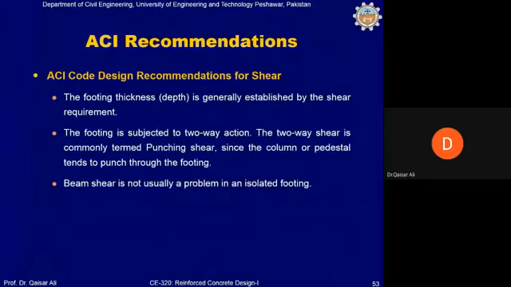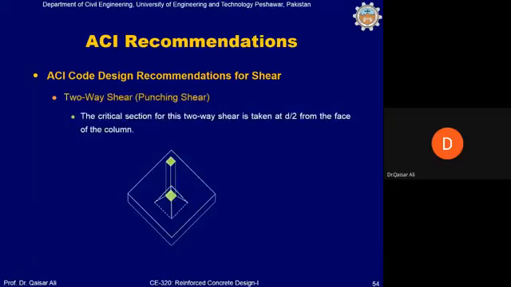The footing thickness in the case of isolated column footing is generally established by the shear requirement. And this time, it will be two-way action which will mostly govern the thickness of the footing, instead of the one-way shear which we have seen in the case of wall footing. What is the punching shear and how will it be calculated? The punching shear is basically a hole made in the footing by the column.